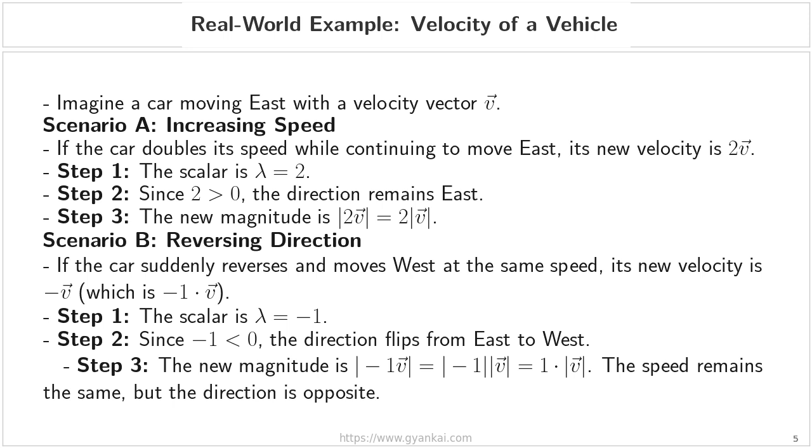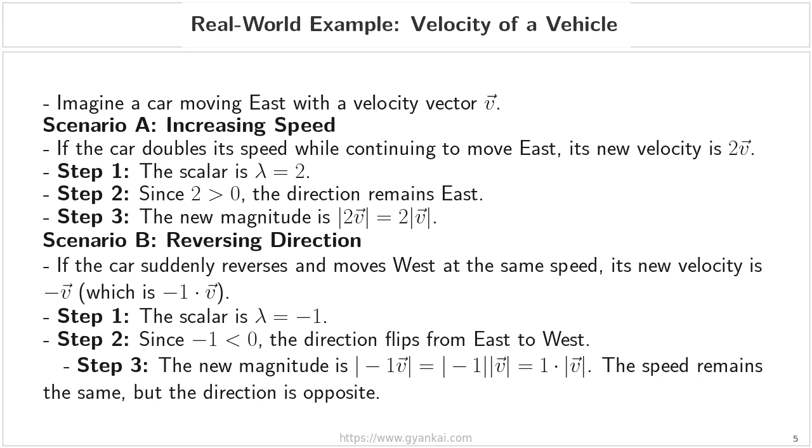Step 1, our scalar lambda is now negative 1. Step 2, since negative 1 is less than 0, the direction flips, it shifts from east to west. Step 3, when we calculate the new magnitude, the magnitude of negative 1 v vector is equal to the absolute value of negative 1, multiplied by the magnitude of the v vector. Since the absolute value of negative 1 is just 1, the magnitude remains exactly the same as our original speed. The length hasn't changed, only the direction.